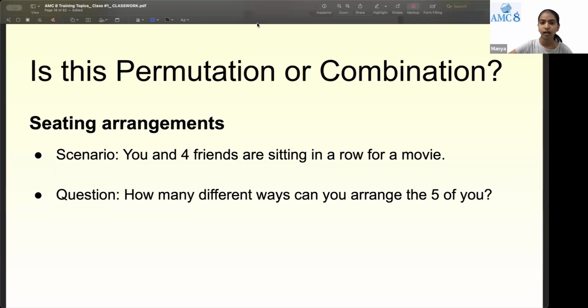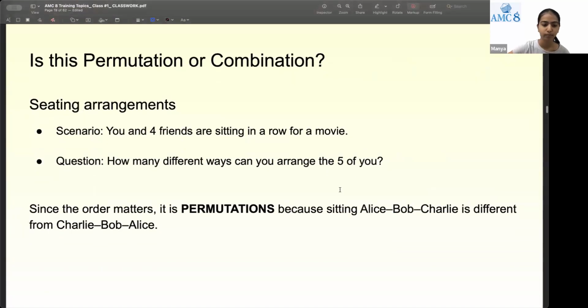Okay, so yeah, this is permutations. You are correct. This is permutations because it's saying arrange here, right? So if it says arrange, it'll most likely be permutations. So here, suppose that Alice, Bob, and Charlie are all sitting in a line for a movie. But that is different than Charlie, Bob, Alice, because the order matters in permutations.